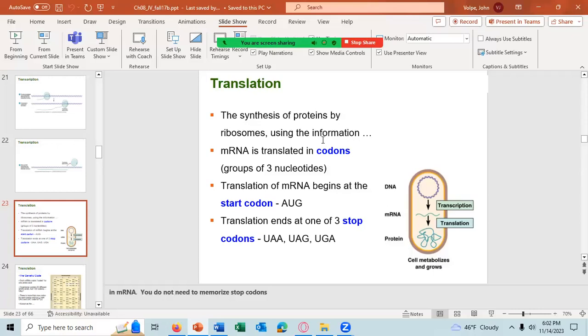Now, I said the ribosome moves down the RNA. The ribosome does not really read the messenger RNA. What happens is tRNA comes in and reads the messenger RNA. And there are 3 RNAs which are important in protein translation.